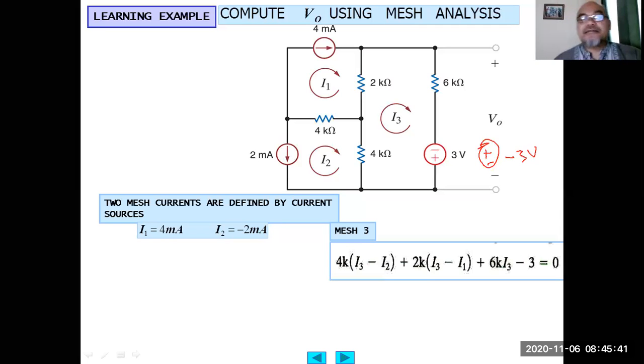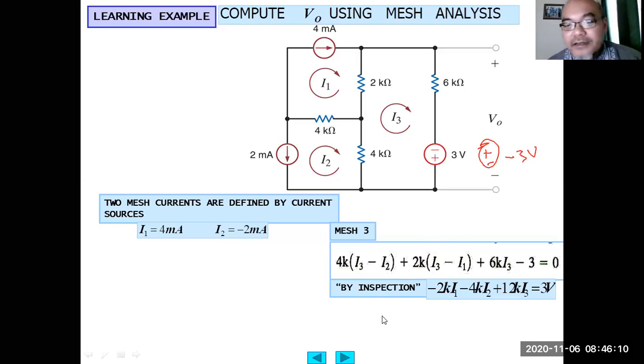At mesh 3, if we depart from this node, 4 kilo multiplied by I3 negative I2, plus 4 kilo multiplied by I3 negative I1, sorry. Then plus I3 multiplied by the 6 kilo, and here is a voltage increase, so it equals negative 3 voltage drop.